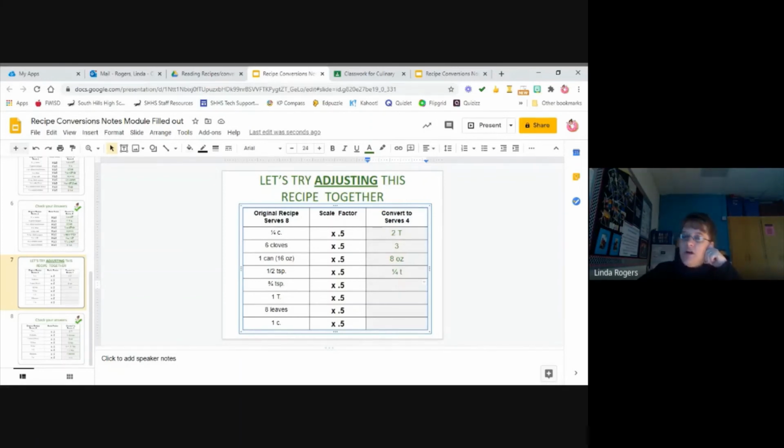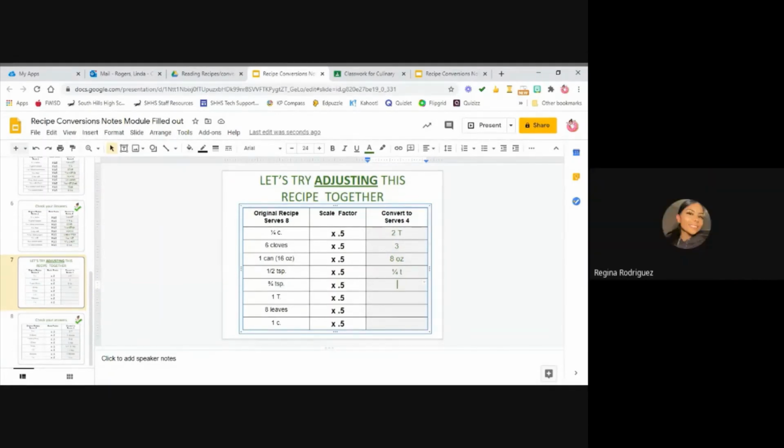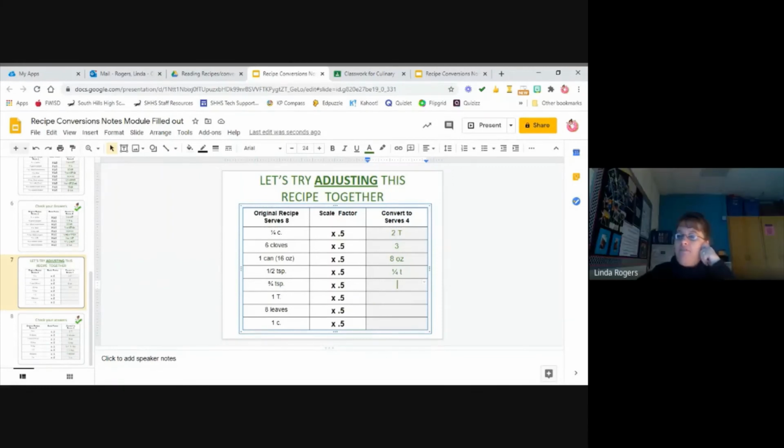Okay. Denaria, what's half of 3/4 of a teaspoon? This one's tricky. Denaria, can you hear me? All right. Regina, can you hear me? Okay. What's half of 3/4 of a teaspoon?